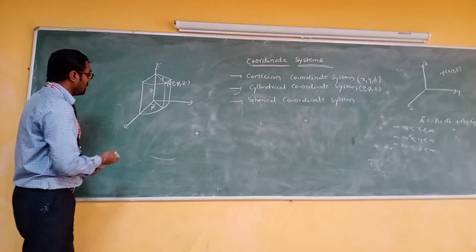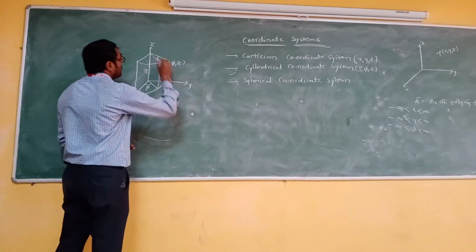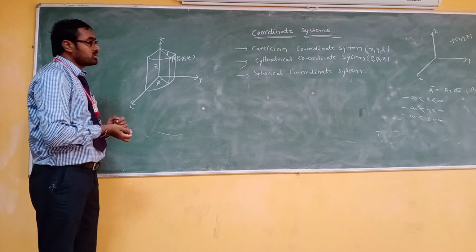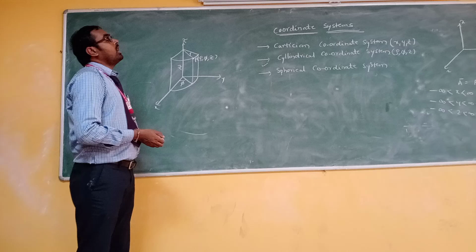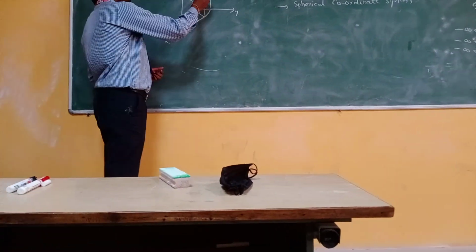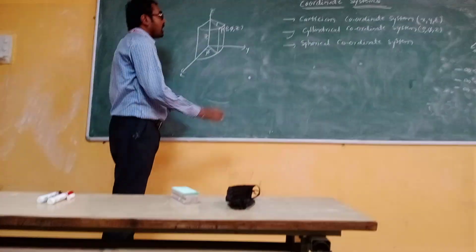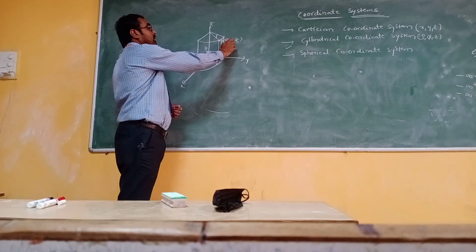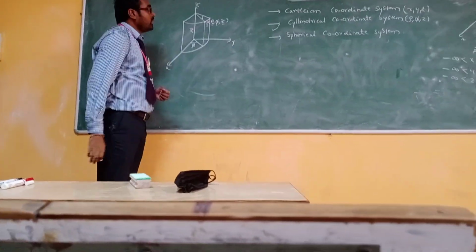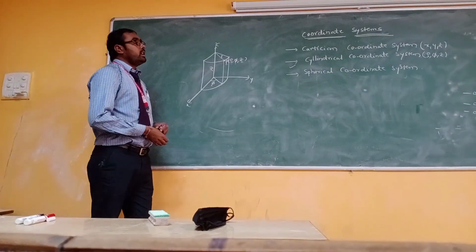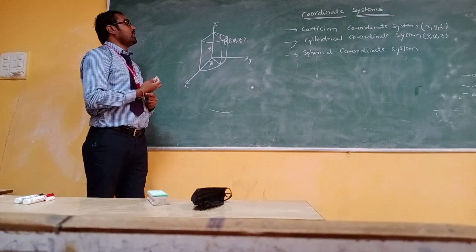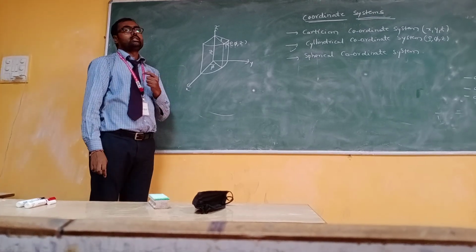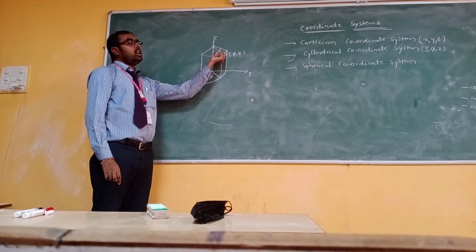The next one is the cylindrical coordinate system. It means the shape of the coordinate system is cylindrical. If we take any point on this cylindrical coordinate system, for example a point P, it has components rho, phi, and z. Now, what are the rho, phi, and z components? The rho component is the radius from the z axis to whatever point we take on the surface of the cylinder. This radius we call rho.